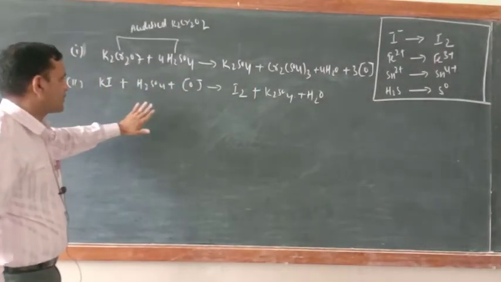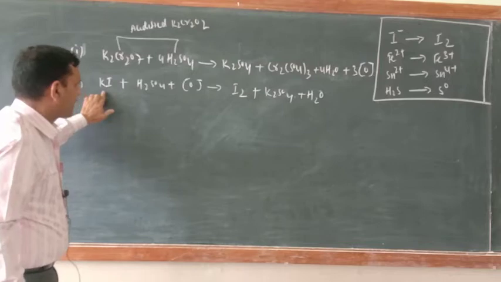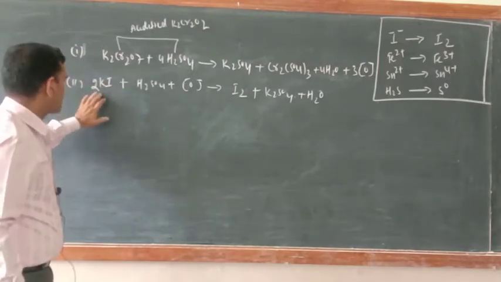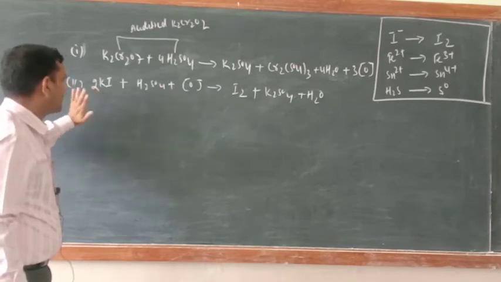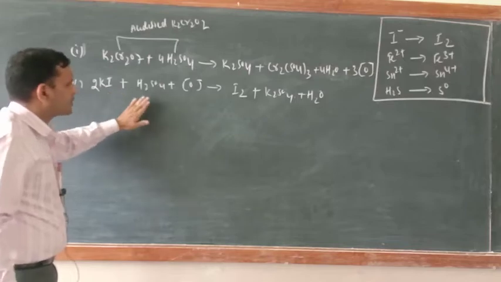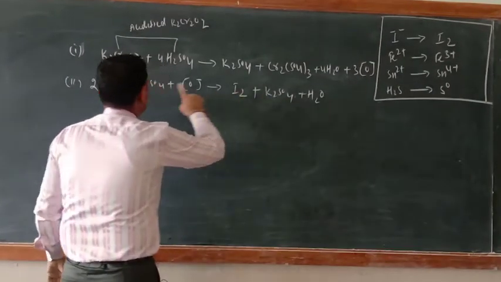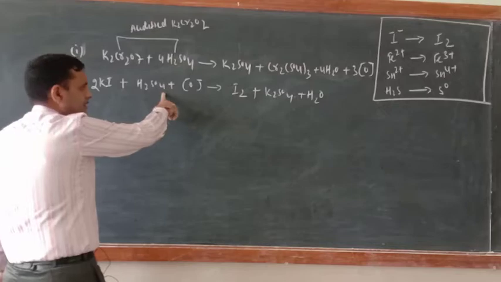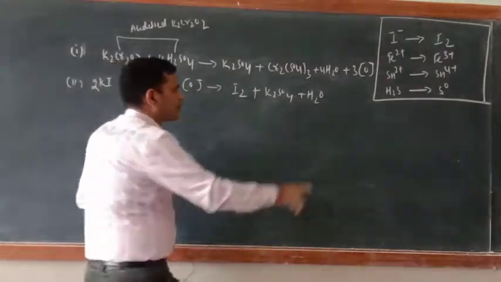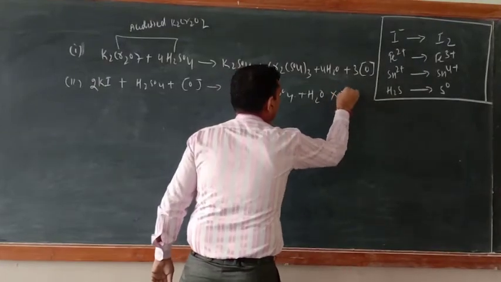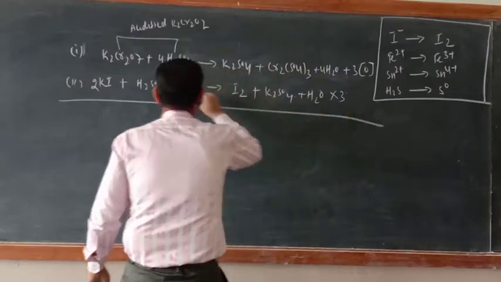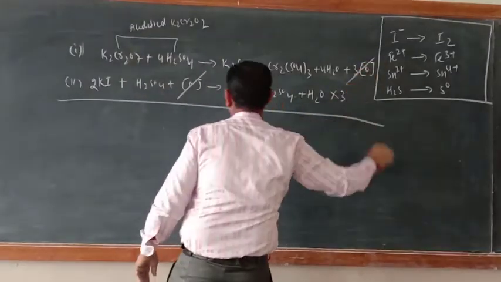So to cancel out this one, just check whether the other products are balanced or not. Here 2 KI, yes, so potassium 2, I2 is balanced. Hydrogen is 2, hydrogen is 2. What is the total number of oxygen? Total 5 oxygen is there, and this side also 5 oxygen is there. So everything is balanced. But we have to cancel out this oxygen, so the entire equation should be multiplied with 3. So this 3 oxygen is cancelled out.